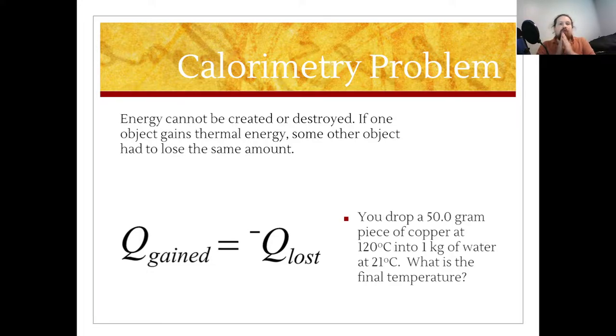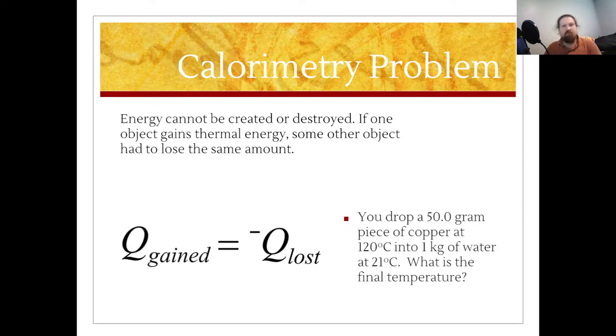So, thermal energy is conserved. If one thing warms up and gains thermal energy, something else had to lose the same amount of thermal energy. The temperature changes won't be the same depending on what the objects are made of, but the change in thermal energy levels will match. Thus, we have the formula that's presently on screen. Q gained equals negative Q lost.